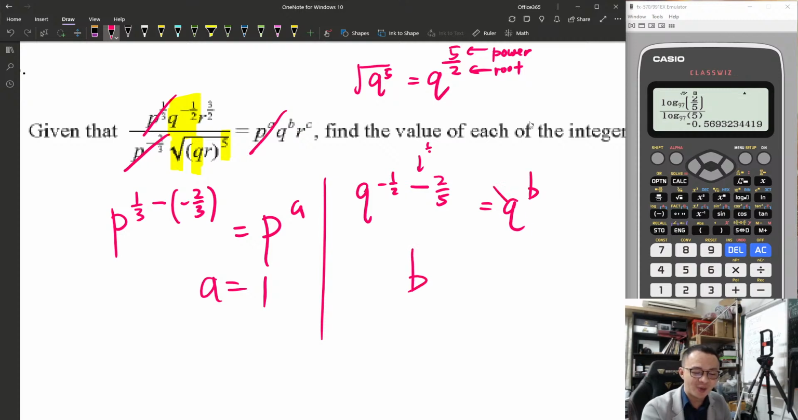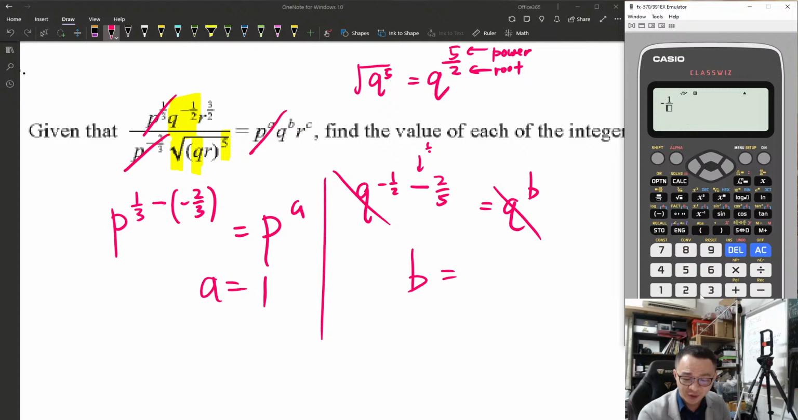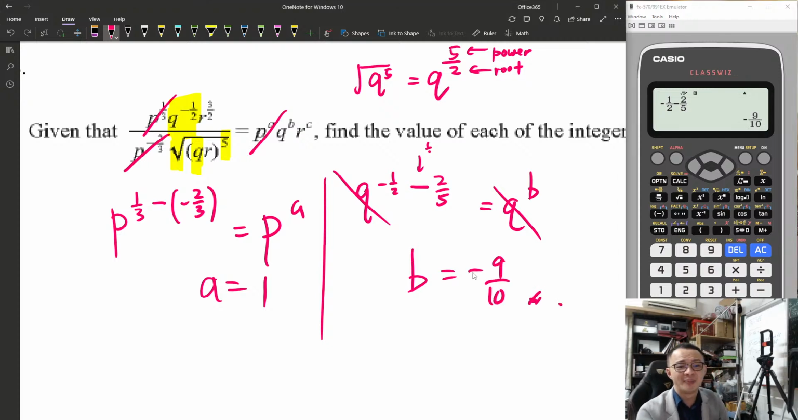So by solving this one, I know my b is basically negative 1 over 2 minus 2 over 5. So negative 9 over 10 for my b here.